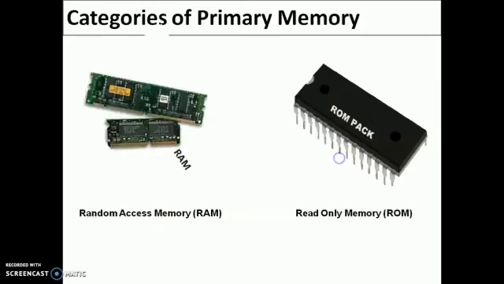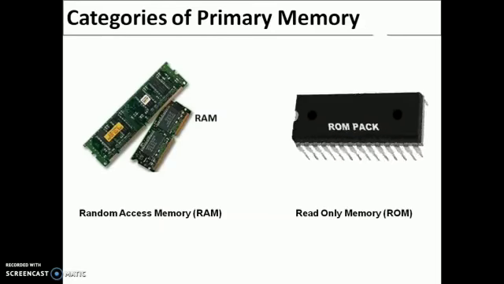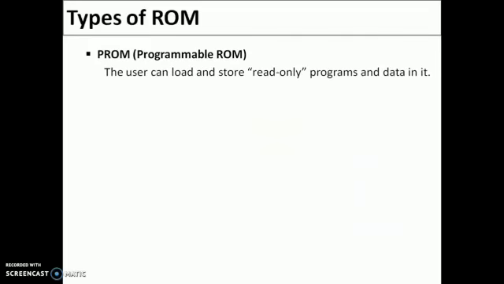Let us see the types of ROM. PROM, programmable read-only memory. The user can load and store read-only programs and data in it. Actually, there are two types of ROM, manufacturer programmed and user programmed: ROM and PROM. In this type of chip, the user cannot alter it.